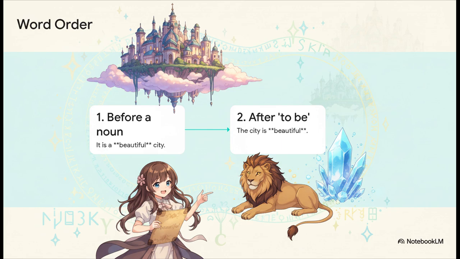Okay, so here it is, the two simple rules. There are only two main places an adjective can go. Rule number one, before the thing it's describing. For example, a beautiful city. Rule number two, after the verb to be. Words like am, is, or are. For example, the city is beautiful. That's it. Before the noun or after the verb to be.